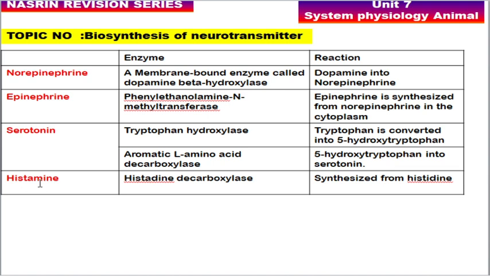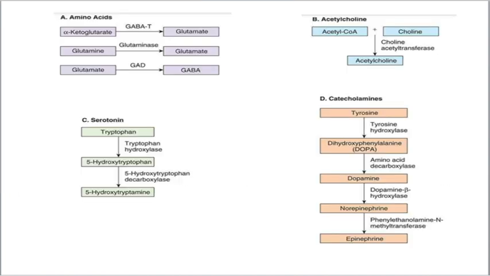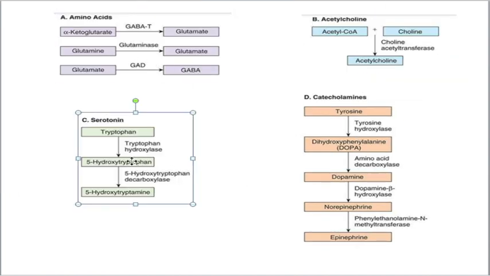The last one is histamine. The enzyme involved is histidine decarboxylase, so histidine will be decarboxylated to give histamine. So these are the biosyntheses of neurotransmitters, and here I have given you the mechanisms. Catecholamines include dopamine, norepinephrine and epinephrine. Dopamine is produced from the amino acid tyrosine, norepinephrine is synthesized from dopamine, and epinephrine is synthesized from norepinephrine, just like a coagulation cascade. With respect to glutamate, either it will be produced from alpha-ketoglutarate, that is the Krebs cycle pathway, or it will be directly synthesized from an amino acid.